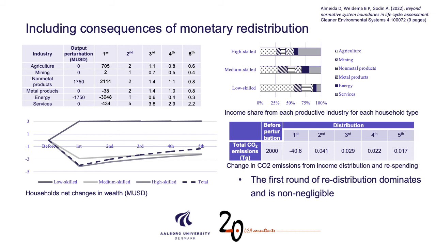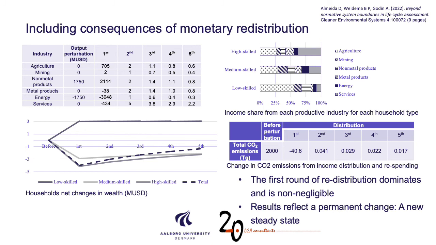So the first round of redistribution dominates the effects and is non-negligible. It's about 2% of the total CO2 emissions that is caused by this next round. And the results reflect a permanent change, so a new steady state.